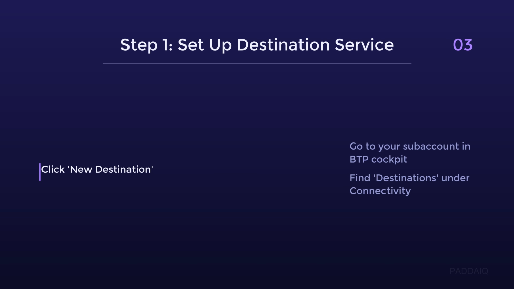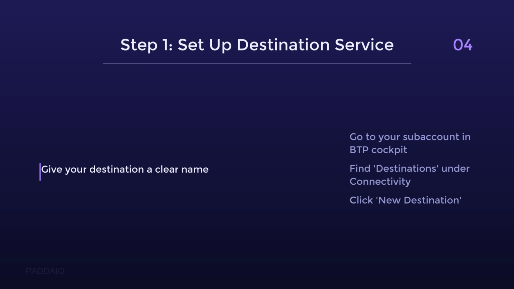Click New Destination. This action starts the process to define a connection from BTP to an external system, like another SAP service. For instance, you would do this to connect your BTP account to an SAP S/4HANA cloud system to fetch business data. This simple click is the essential first step to establish any system integration.